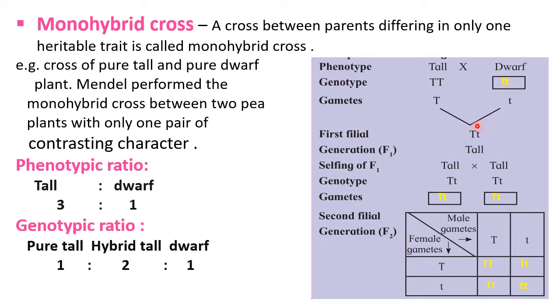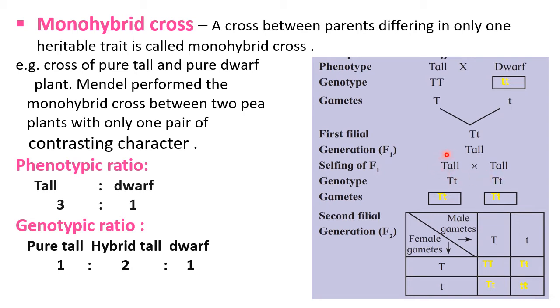The plants produced in the F1 generation were called hybrid tall, consisting of genes capital T for tallness and small t for dwarfness, but only the tall character expressed in the F1 generation. So it is called the dominant character, while the dwarf character is called recessive. Later on, Mendel allowed self-pollination between the individuals of the F1 generation. So we see that all hybrid tall plants are produced in the F1 generation.